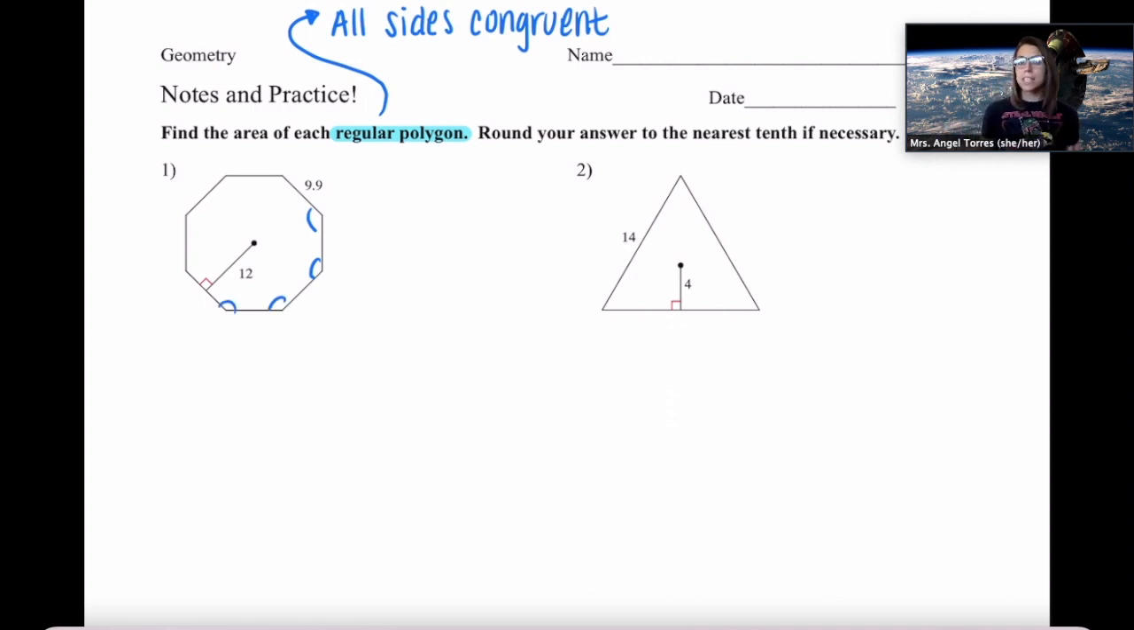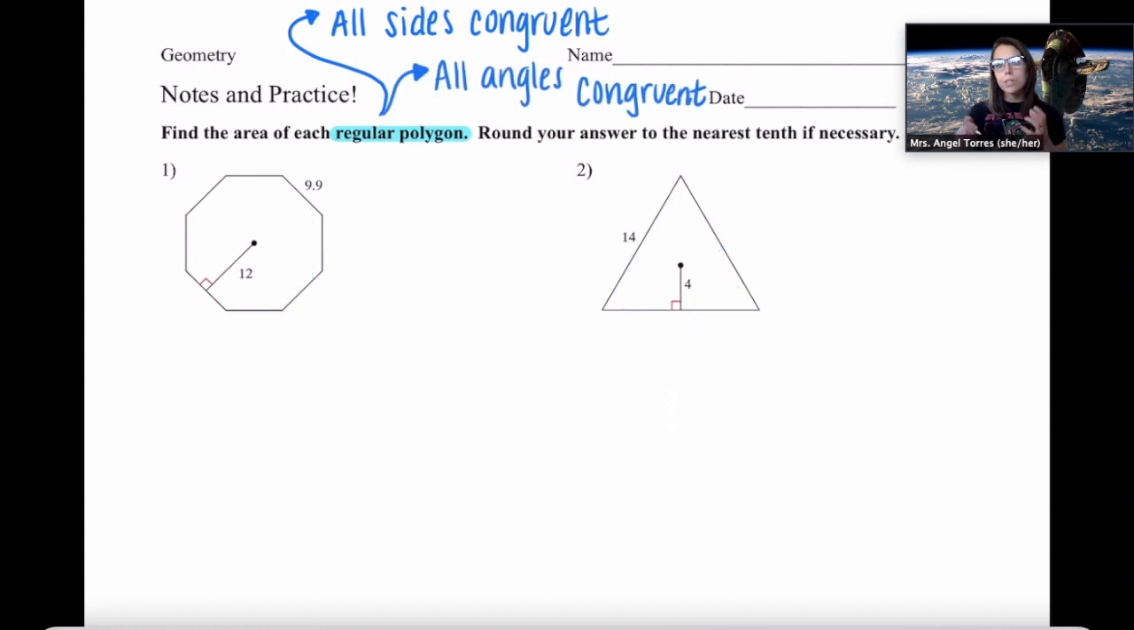Our perfect example of a regular polygon would be an equilateral triangle. An equilateral triangle is a triangle where all three sides are congruent to each other and all three angles are also congruent to each other. Now, to find the area of a regular polygon, we do have a formula, but it involves some vocabulary that we haven't talked about yet. So we're going to grab these notes and get started with number one.